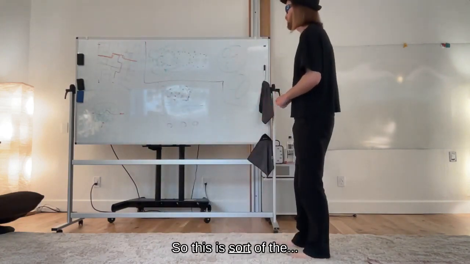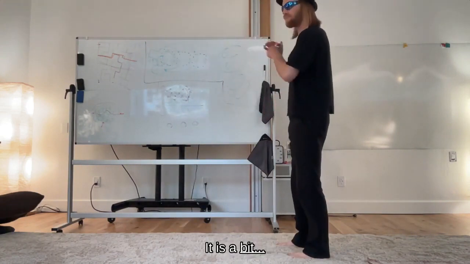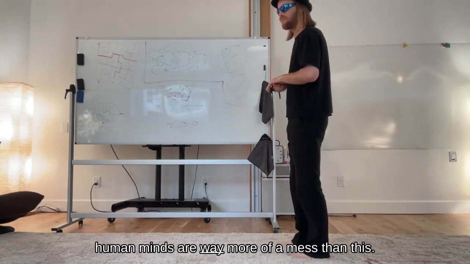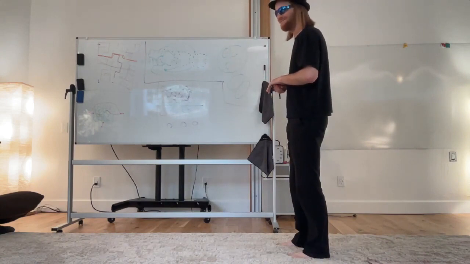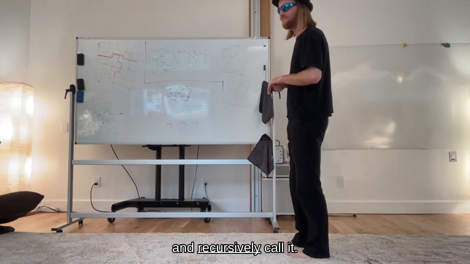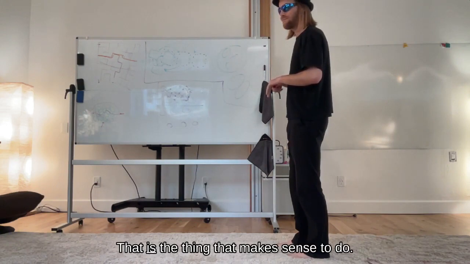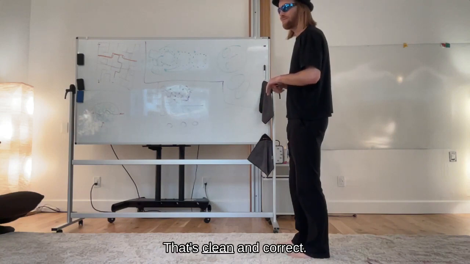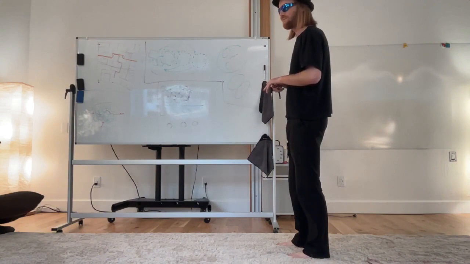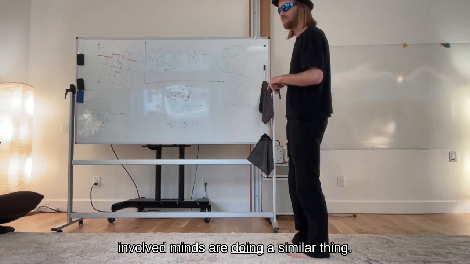It is a bit. I mean, I imagine that human minds are way more of a mess than this. When I'm writing some software, I would write a search function and recursively call it, and I'm not sure how that is the thing that makes sense to do. That's clean and correct. I'm not sure what actually happens, like how much involved minds are doing a similar thing.